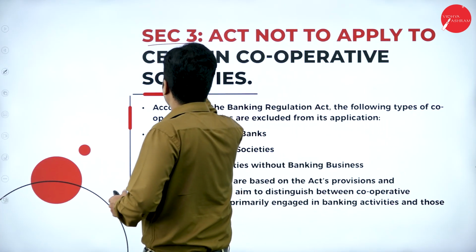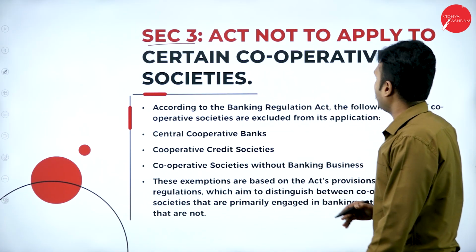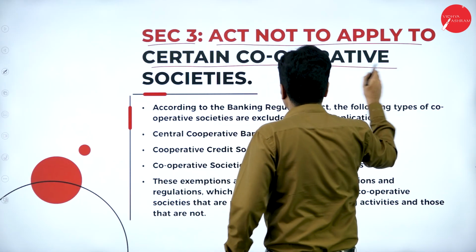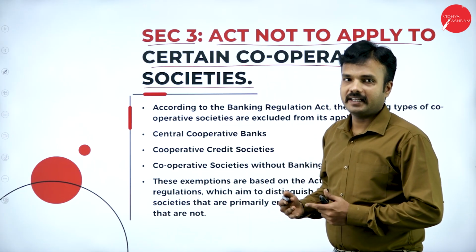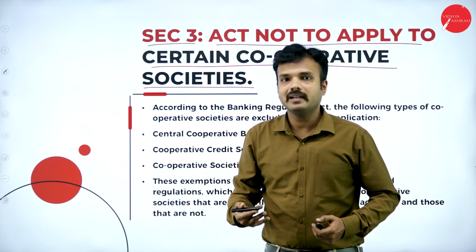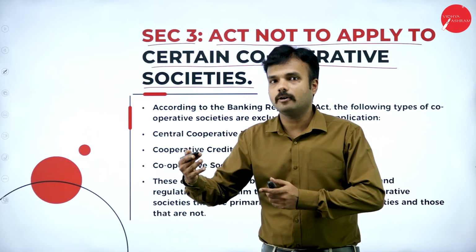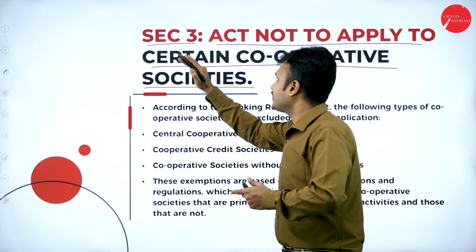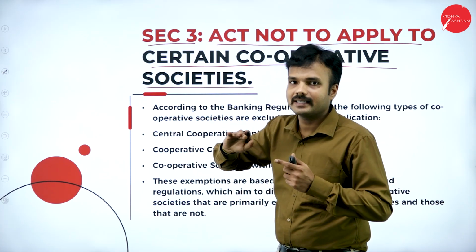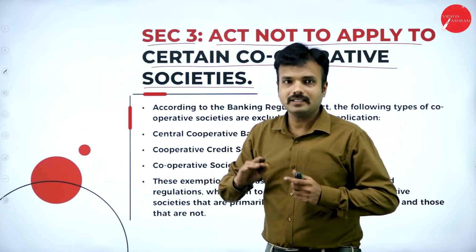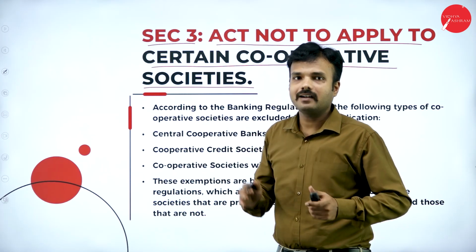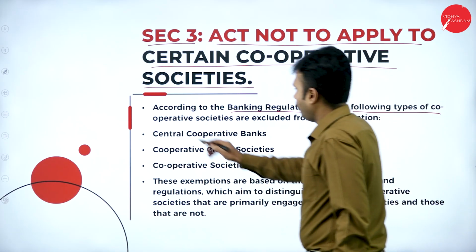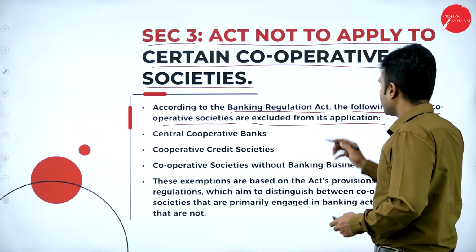According to Section 3 of the Banking Regulation Act 1949, the Act does not apply to certain cooperative societies. The Banking Regulation Act 1949 is not applicable to certain cooperative societies because there are a number of cooperative societies available in the market which render services like a banking company, but the Act is not applicable to them. They are not banking companies; they are cooperative societies formed by private people. According to the Banking Regulation Act 1949, the following types of cooperative societies are excluded from its application.